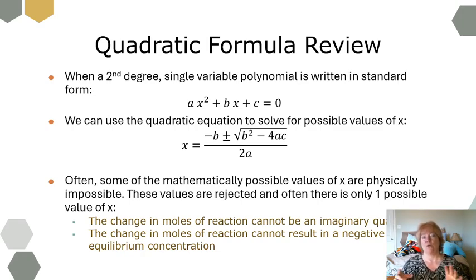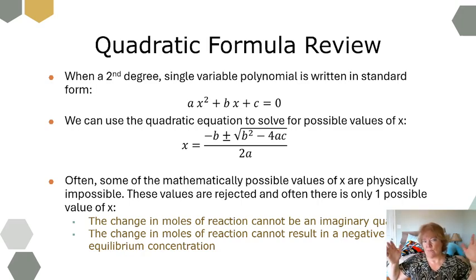All right, so I do need to remind you, because sometimes this gets a little uglier when we have some coefficients in here. Sometimes we have x squared terms. So, quadratic formula review. When I have a second degree single variable polynomial written in standard form, in other words, ax squared plus bx plus c. Note that these a, b, and c don't have to be coefficients. They could be just any numbers.